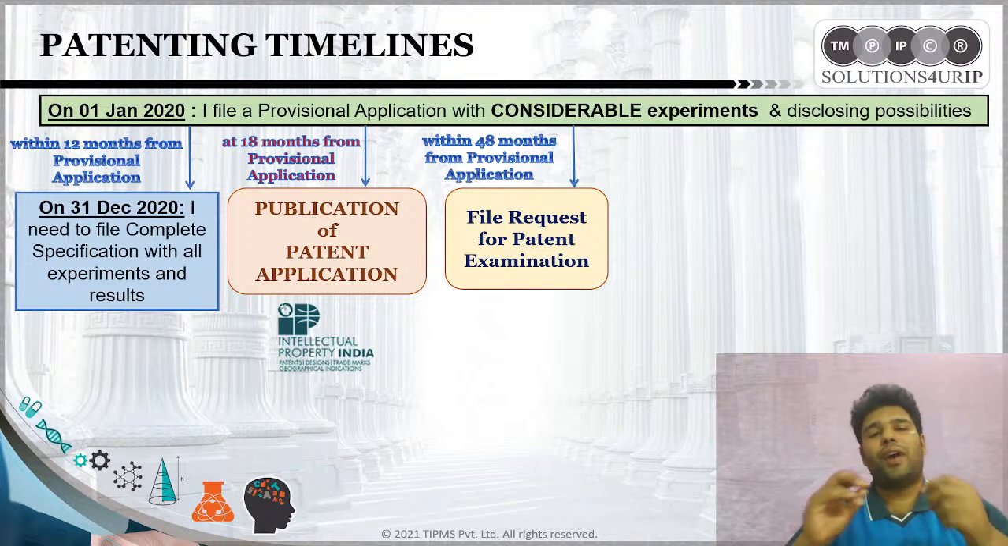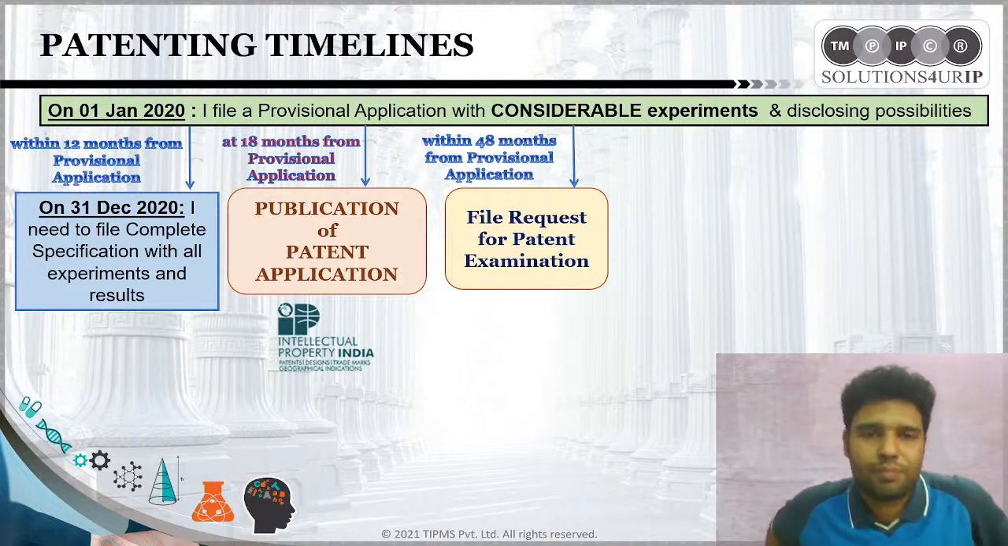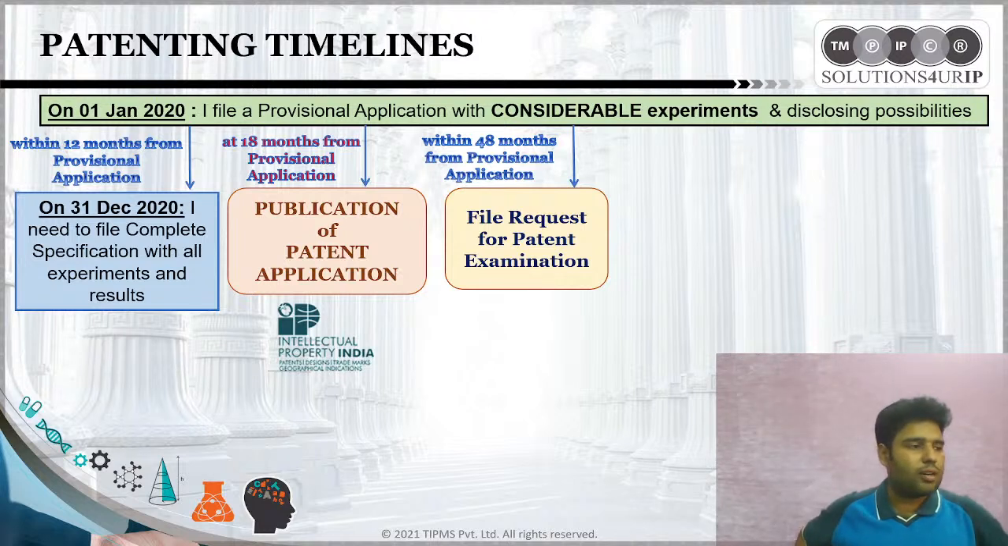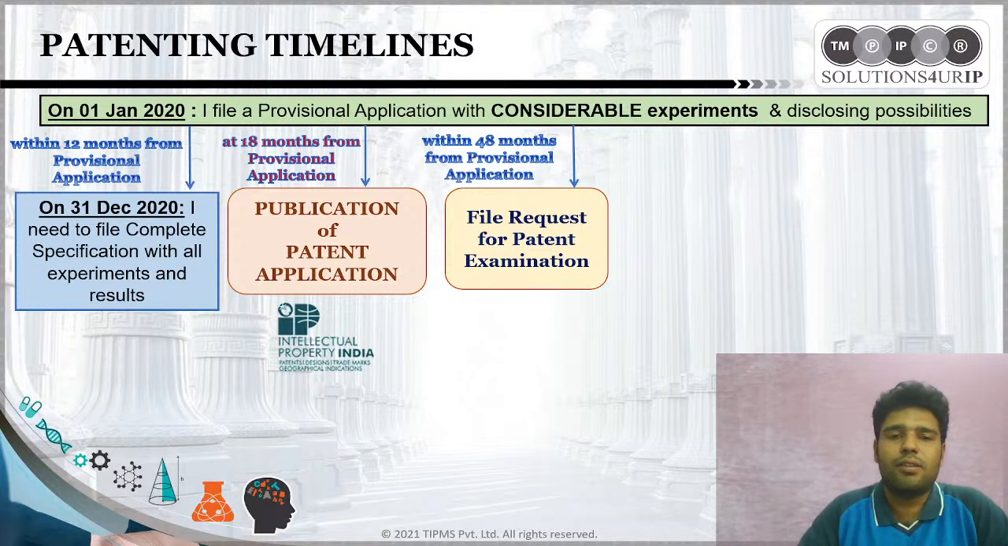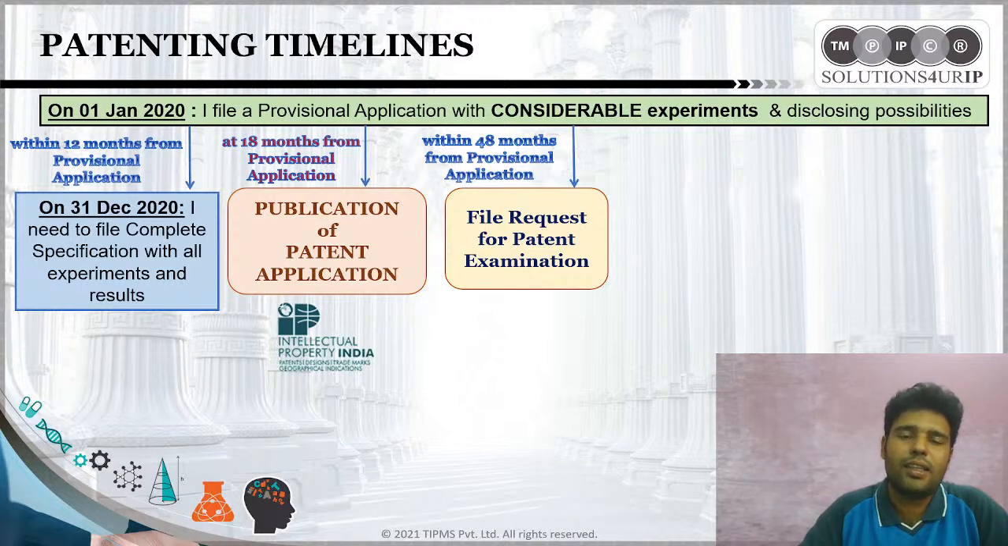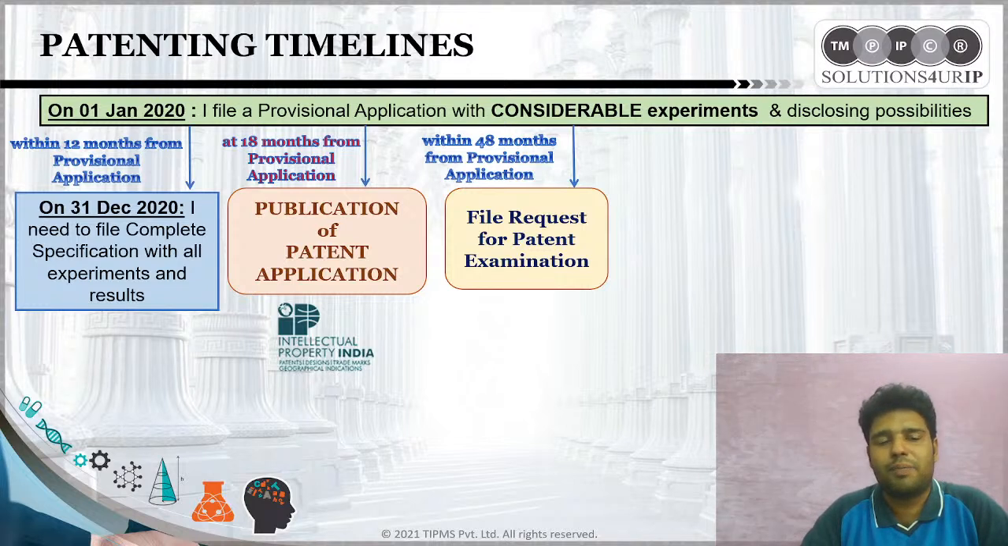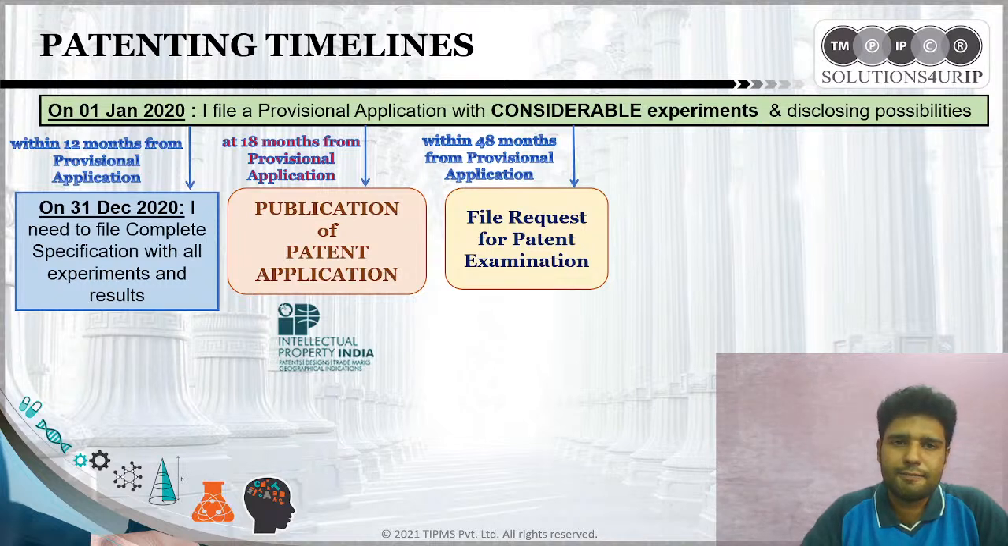And if you also file your request for examination, now comes the matter of discussion of request for patent examination. If you file the request for patent examination, then only the patent office will examine your patent. Otherwise, the patent will never be examined. Got it? And what is the deadline for filing the request for patent examination? It is 48 months from the provisional application.